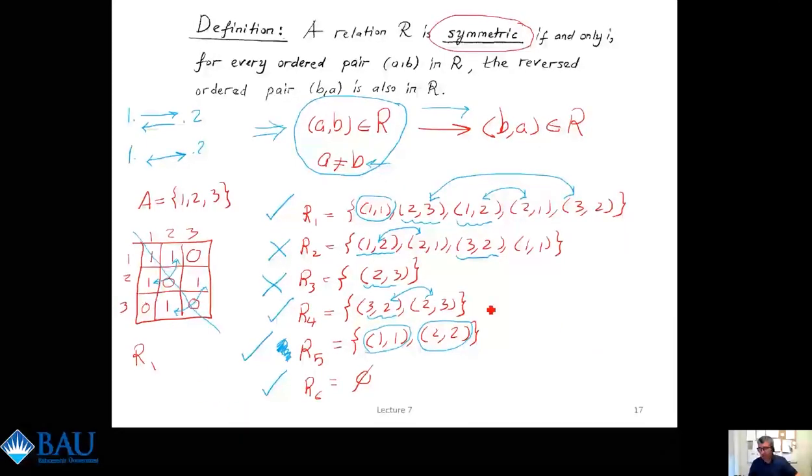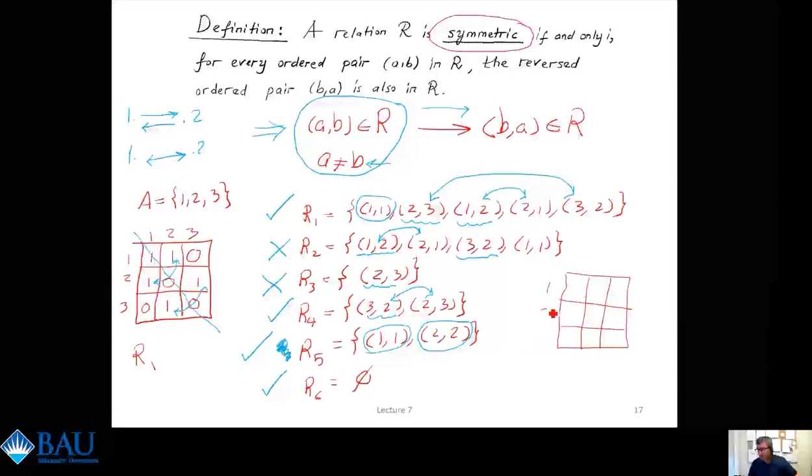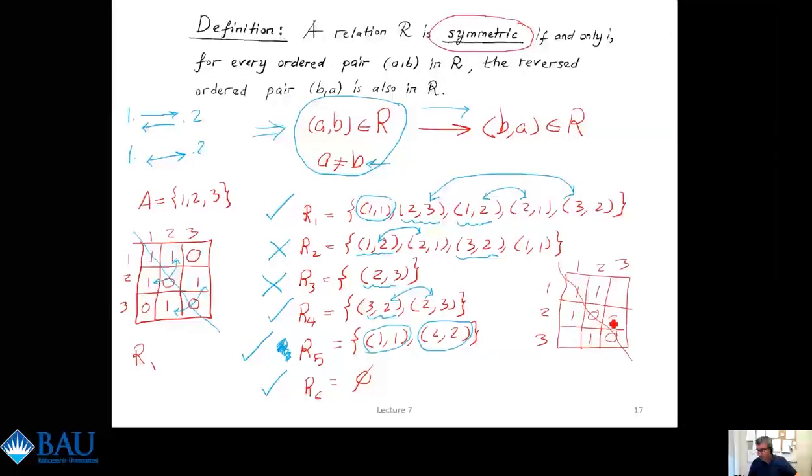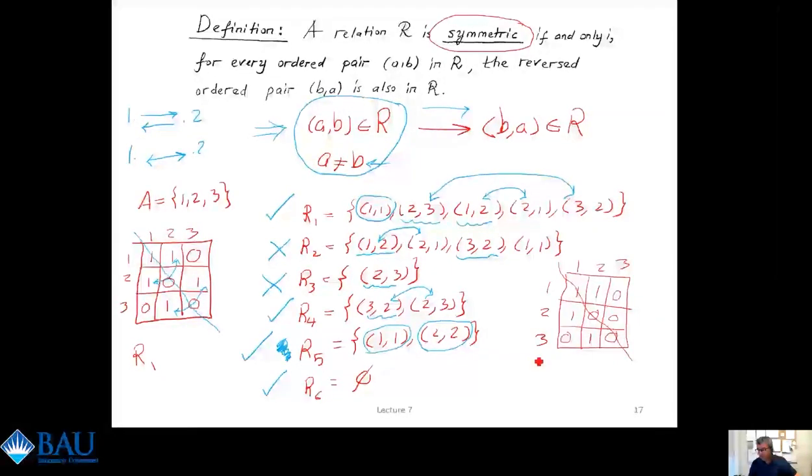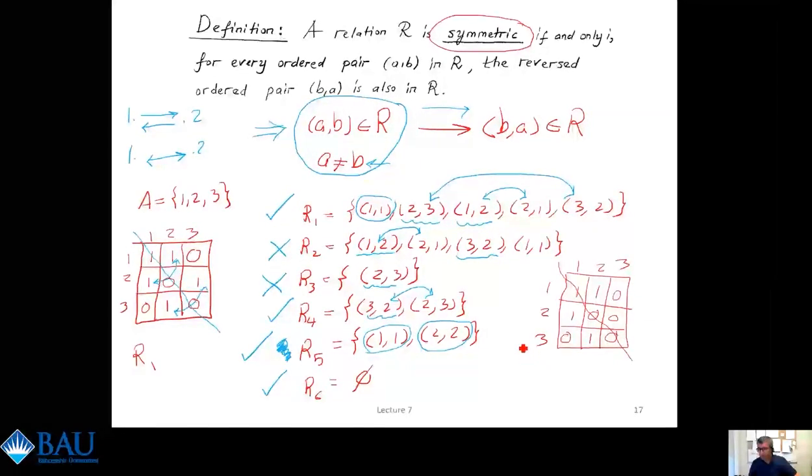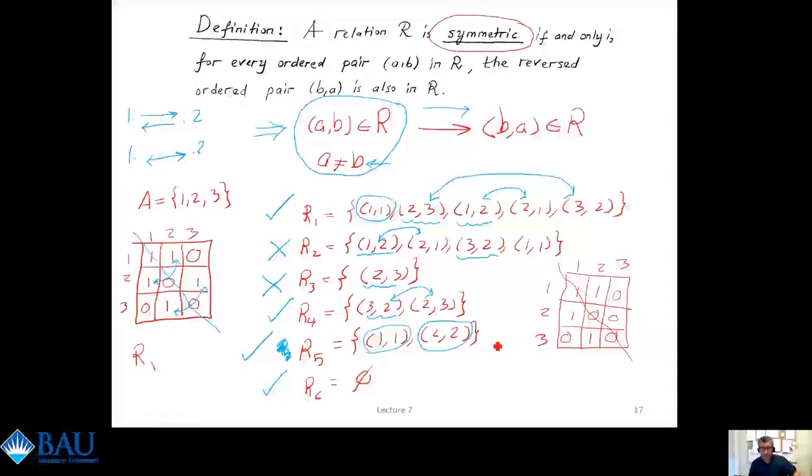Now look at, for example, R2. Here I want to draw R2. 1, 2, 3. 1, 2, 3. We have a 1, 2, we have a 2, 1, we have a 3, 2, we have a 1, 1. Is this matrix symmetric? Here all of them are 0. No, it's not symmetric. Can you see? We have a 3, 2, but we do not have a 2, 3.